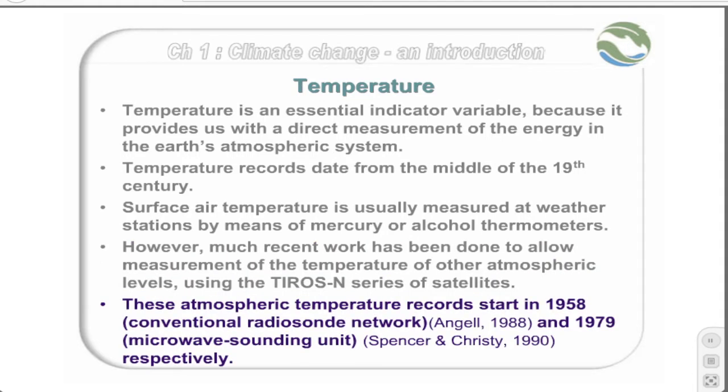There are now two methods of measuring temperatures at different altitudes, the conventional radiosonde network and the microwave sounding unit, MSU, on the TIROS-N satellites. The conventional network extends back to 1958, as described in Angel, and the MSU data back to 1979, detailed by Spencer and Christie in 1990. These satellites are also gradually being replaced by more modern satellites with more comprehensive monitoring equipment.